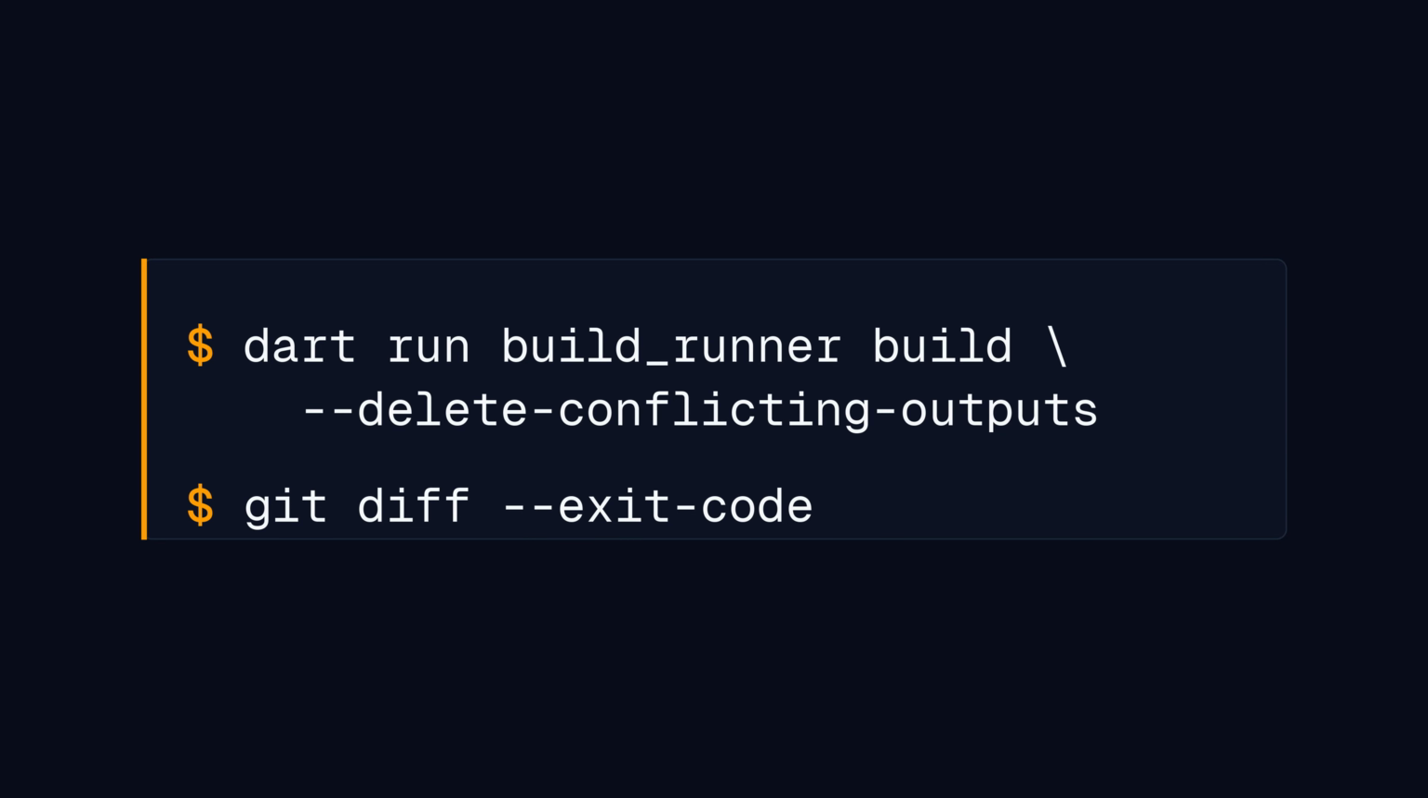The repo. 1 CI step. Run a clean build_runner build, then git diff with exit code. If regeneration changes anything, the job fails. That is the invariant. What is committed is what the generator produces, byte for byte, on every push.